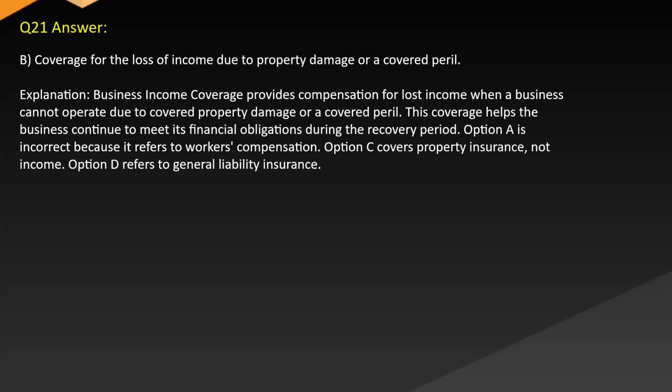Explanation: business income coverage provides compensation for lost income when a business cannot operate due to covered property damage or a covered peril. This coverage helps the business continue to meet its financial obligations during the recovery period. Option A is incorrect because it refers to workers' compensation. Option C covers property insurance, not income. Option D refers to general liability insurance.